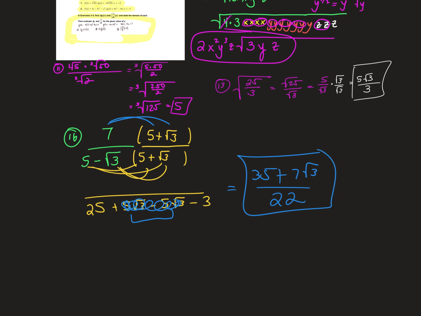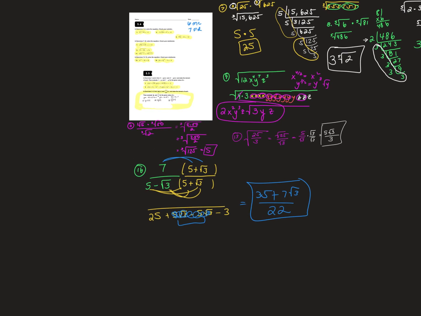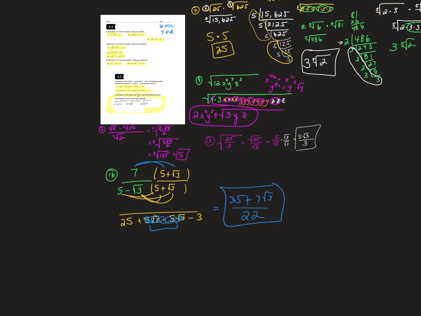You've got to make sure you multiply the denominator by the conjugate. Conjugate means it's the same terms. You are just replacing the middle sign. If it's positive, you make it negative. If it's negative, you make it positive. You guys with me on that? All right, what else do I want to do?